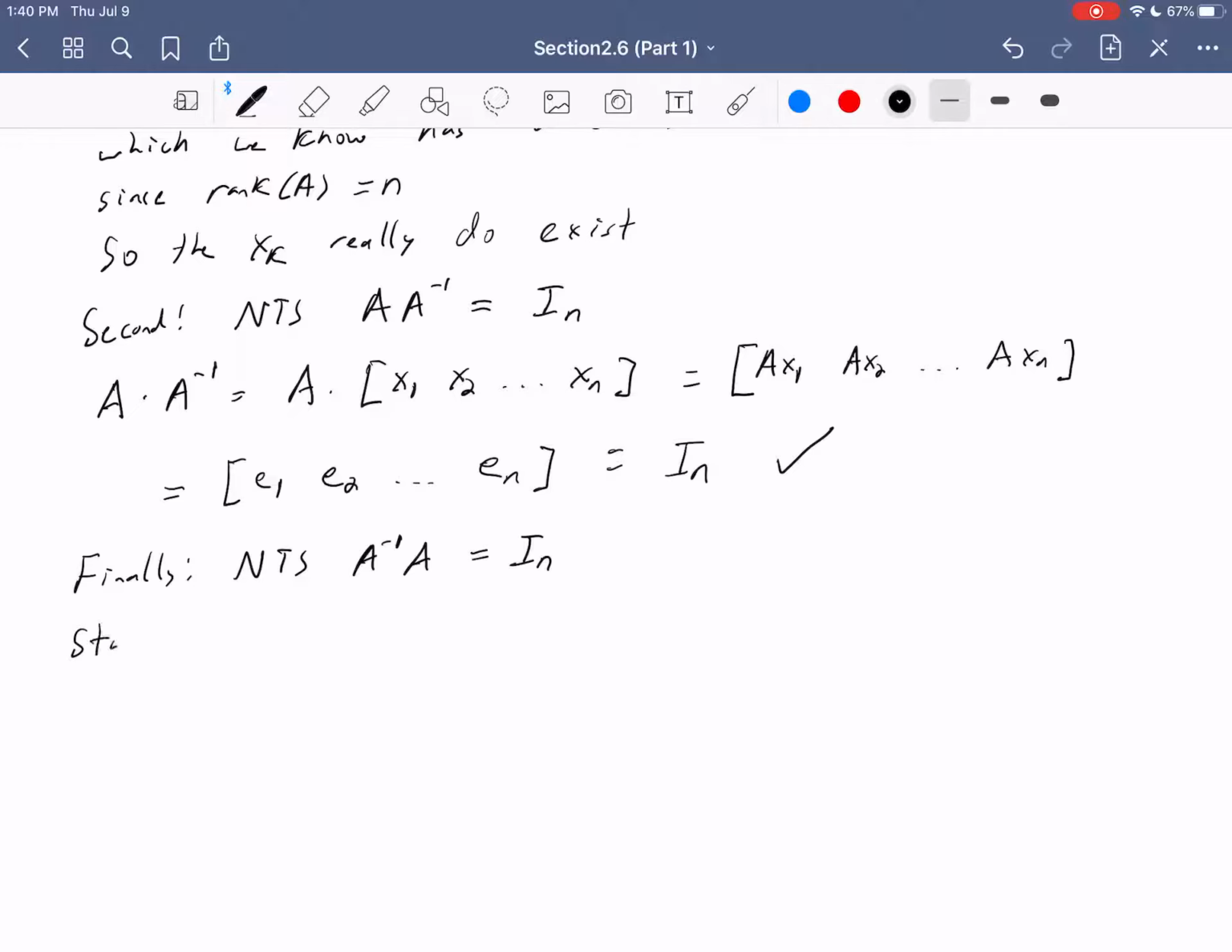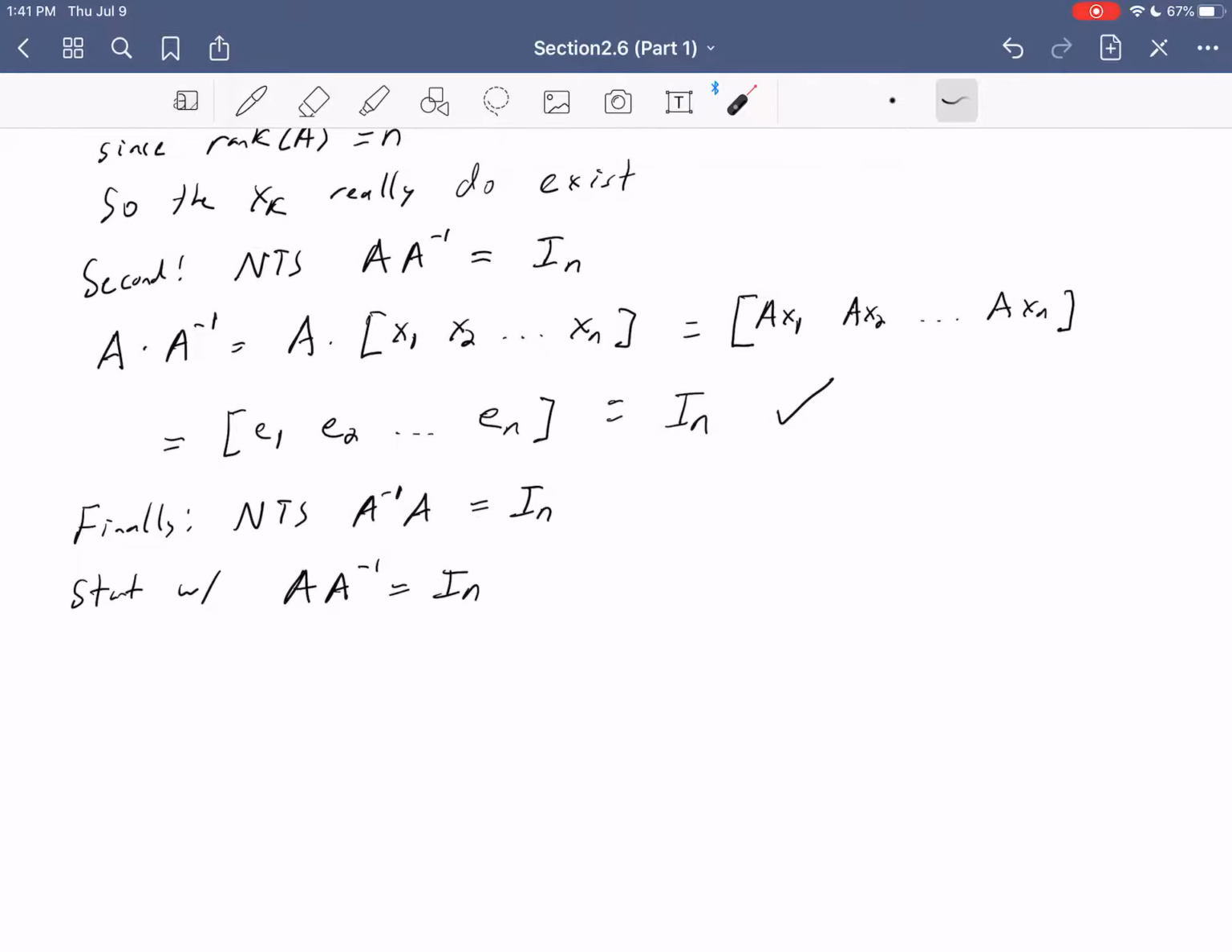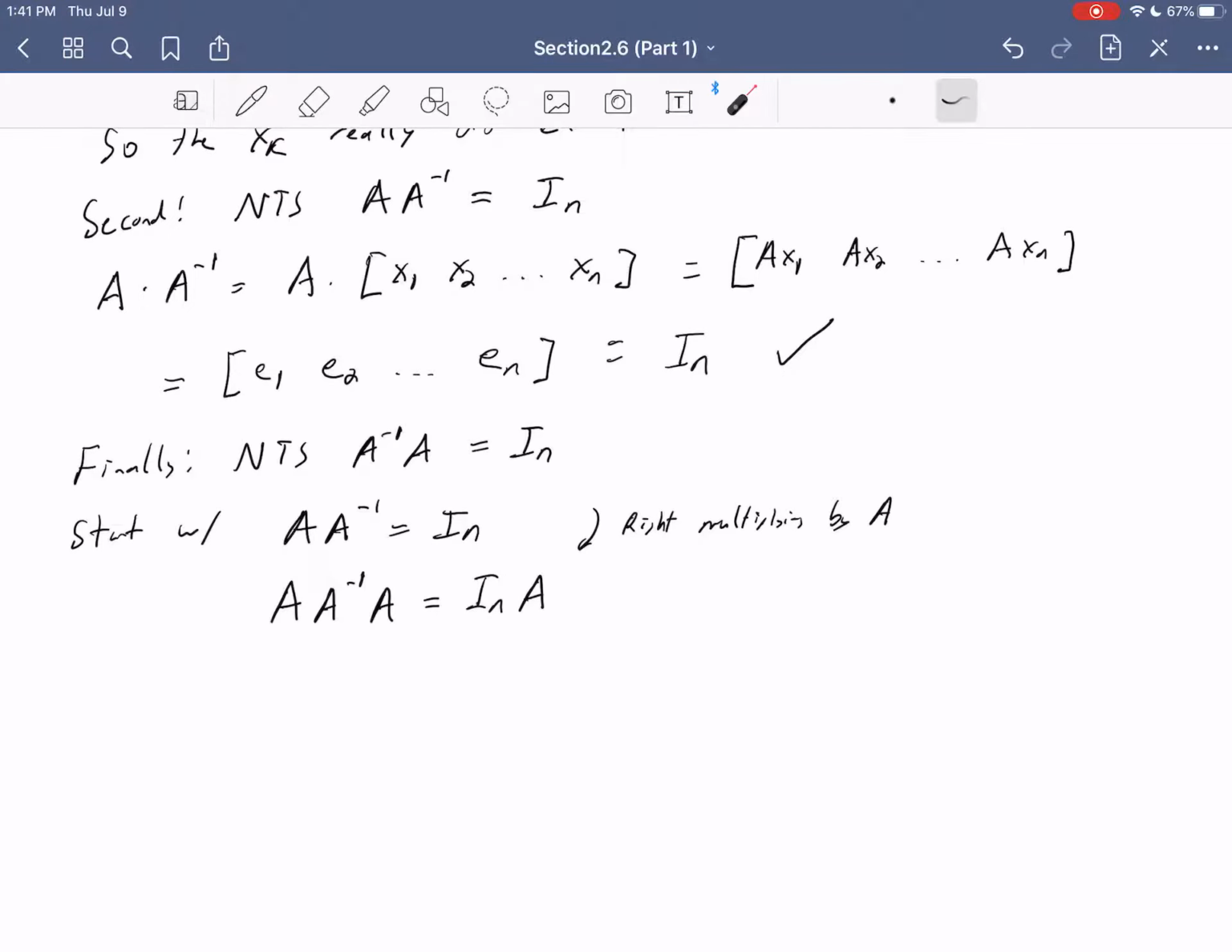Instead, we're going to start with the fact that A times A inverse is equal to the identity matrix. We're going to start with what we proved back up here. Then we're going to go ahead and right multiply by A. So we're going to get A inverse A equals I_n A. So we can do that. That's just right multiplying by A. Okay? Well, what can we say about this then? Well, on this side, I_n times A, that's just going to be A. So we get that this is equal to A.